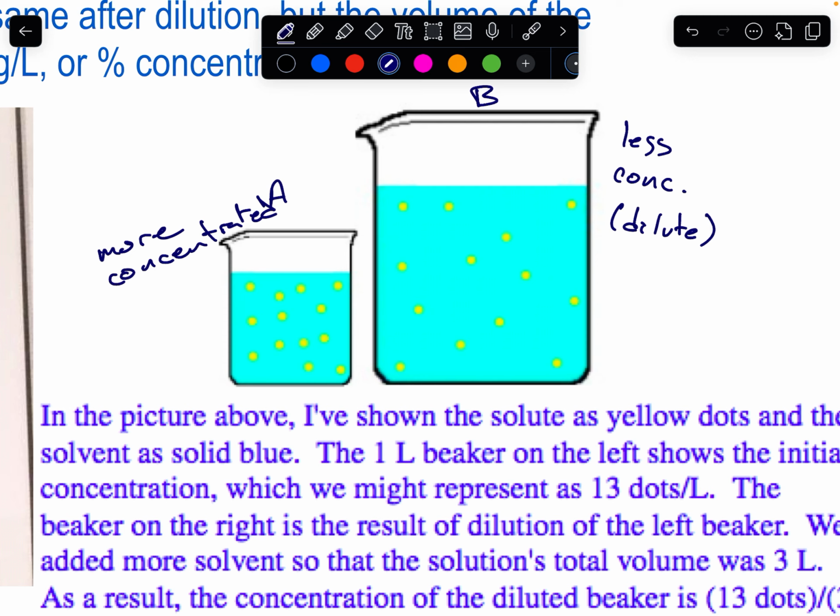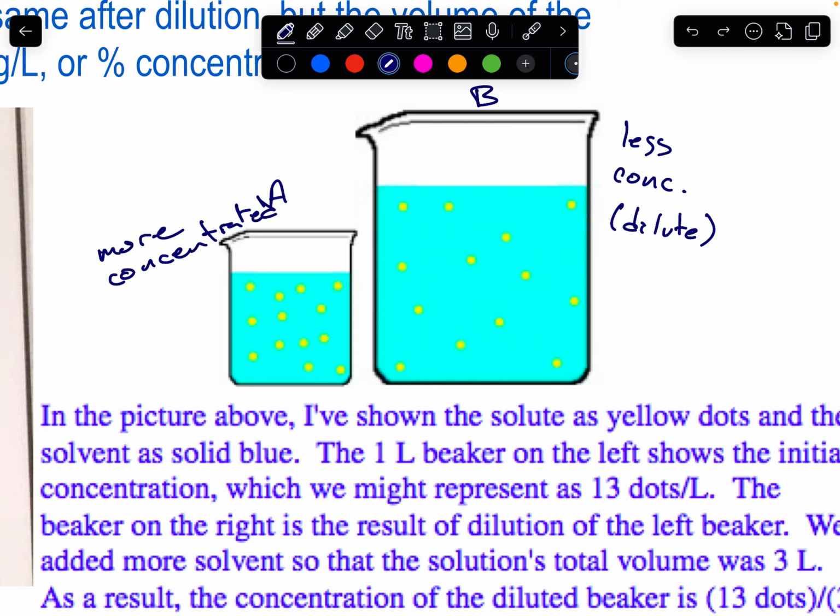How do I know that? Well, by looking at my diagram here, I've got the light blue representing the water for my solvent, and then I've got these yellow dots in each one, and those are representing my particles of solute. So just visually looking at this, I can tell that B is more dilute because there's more space between those particles. In A, the particles on the left are much closer together, so we say they're more concentrated.